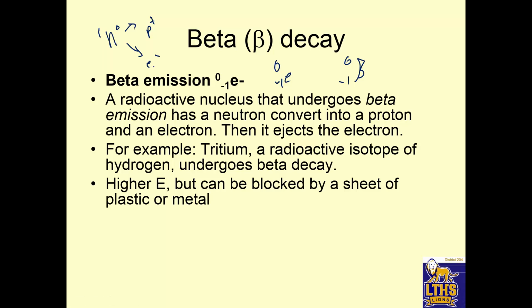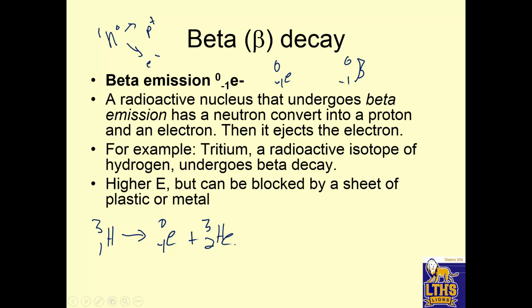For example, tritium, a radioactive isotope of hydrogen, undergoes beta decay. 3 over 1 H. If it does beta decay, my product is going to be a beta particle. Now I have to use the top numbers. 3 equals 0 plus 3. And then something minus 1 equals 1. So that means it would be 2, because negative 1 plus 2 is 1. And I look at my periodic table. What's number 2? That's helium.